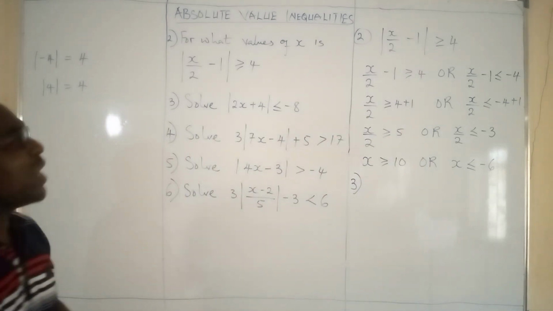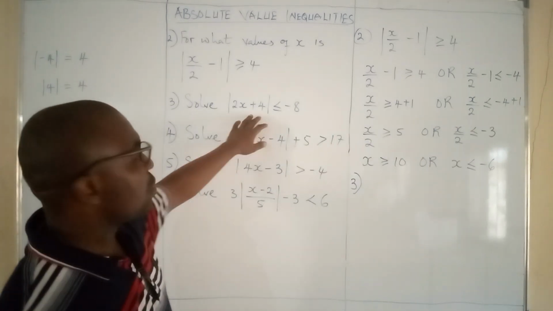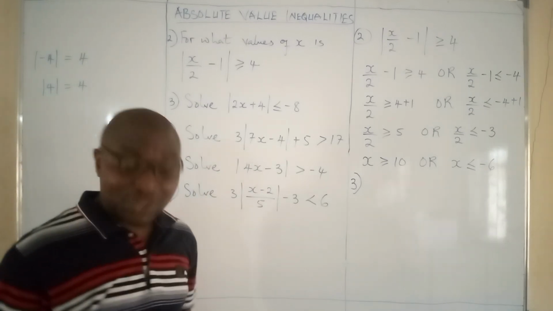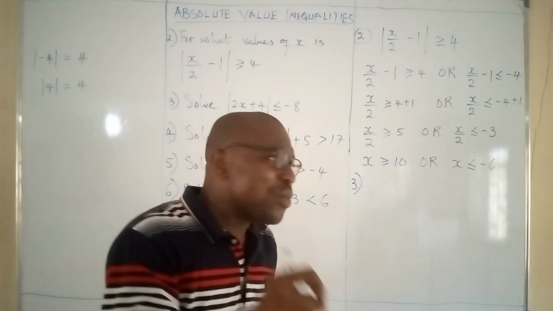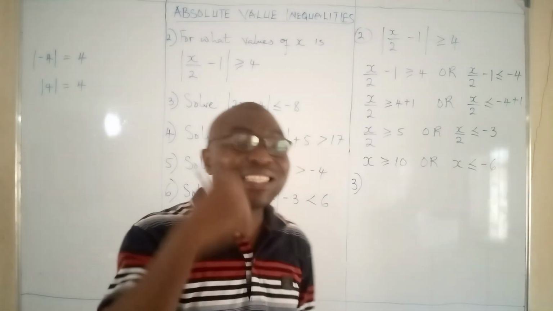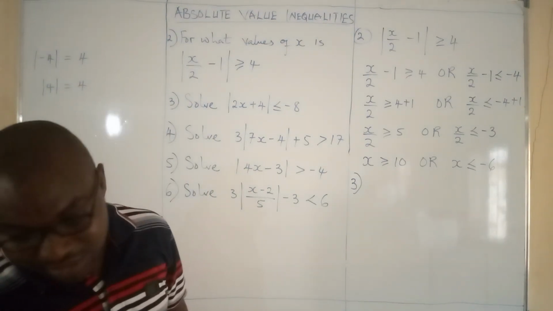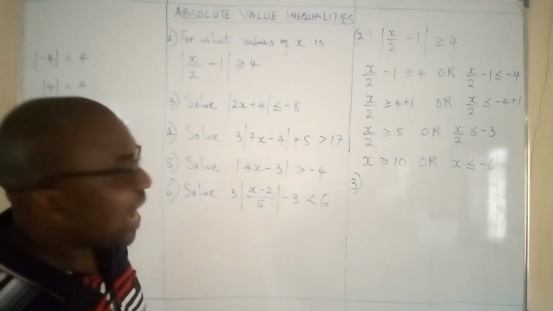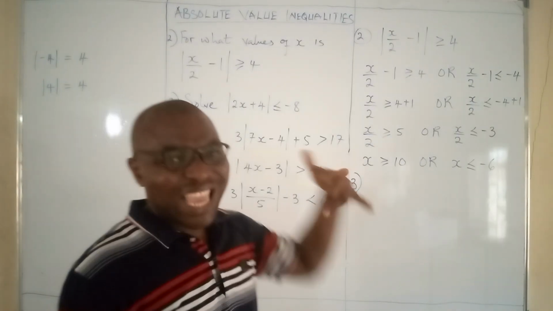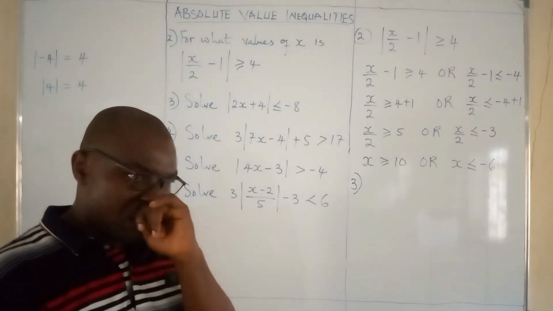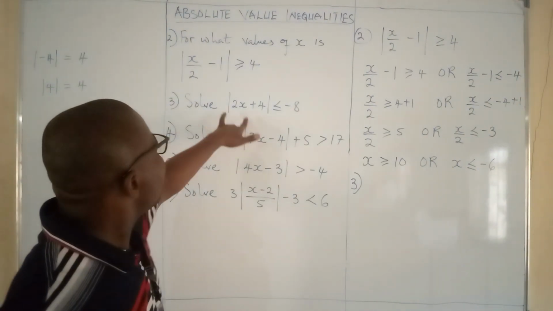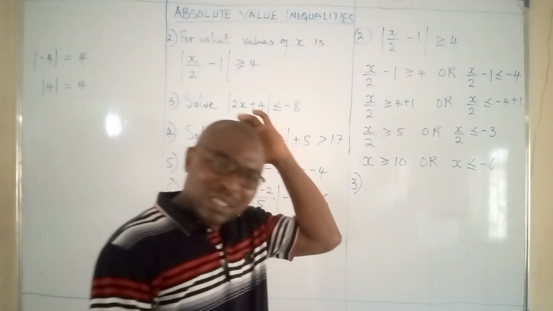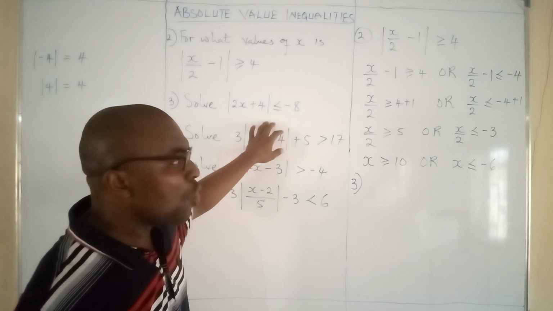But you may be wondering, why am I saying there is no solution? This is the reason. The absolute value expression will always give you an answer that is either 0 or greater than 0. It will not give you a negative value. So for this expression to be less than or equal to negative 8 is not possible. That's why I'm saying there is no solution.